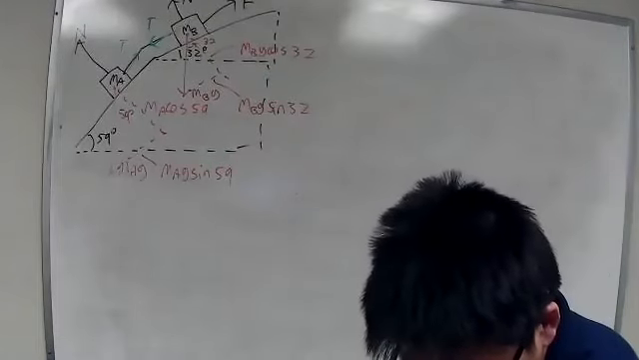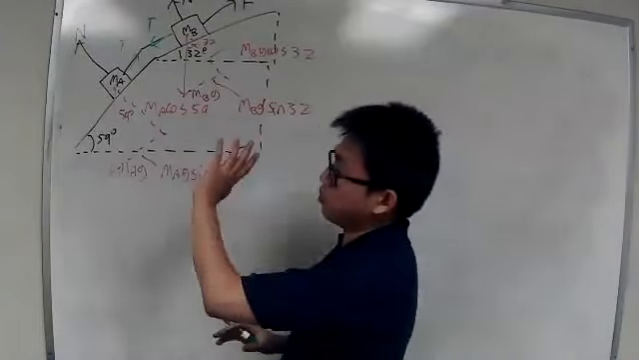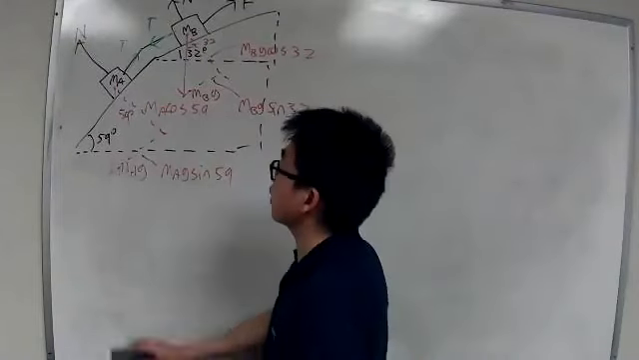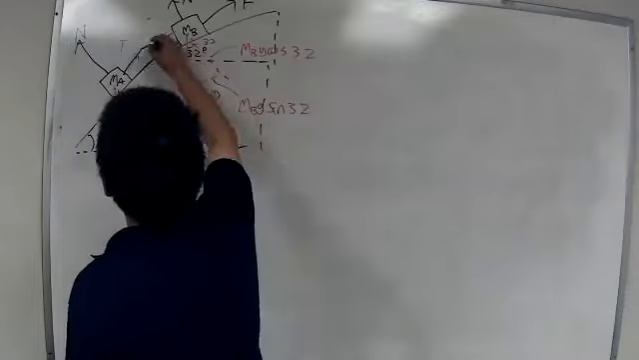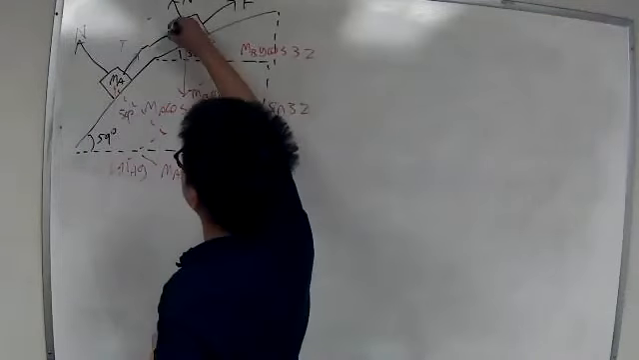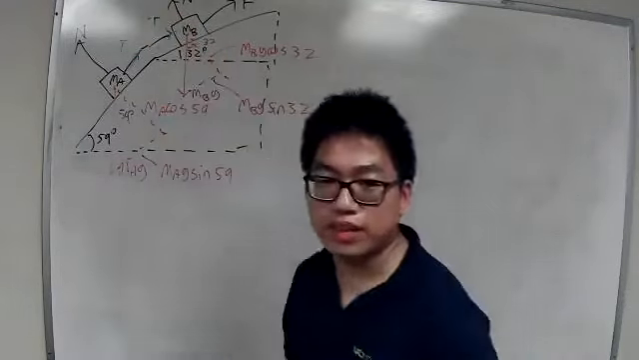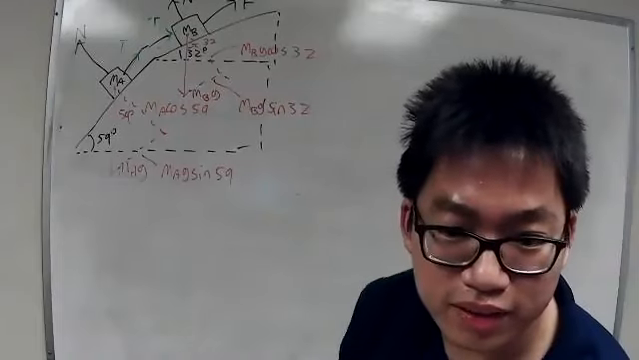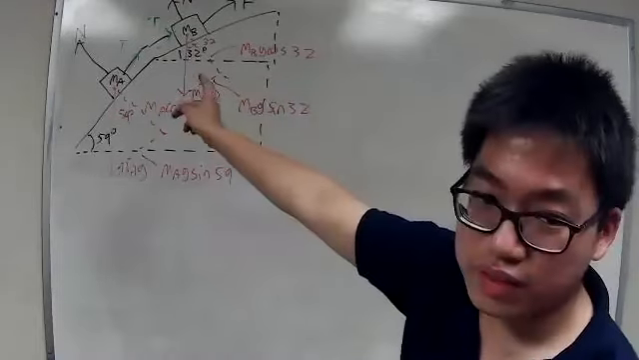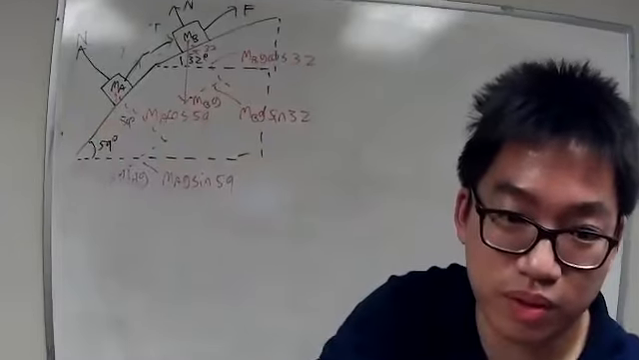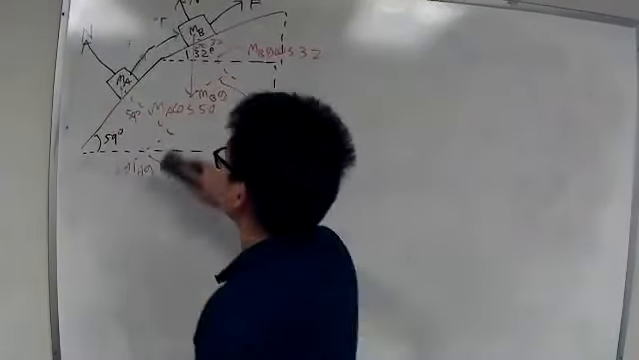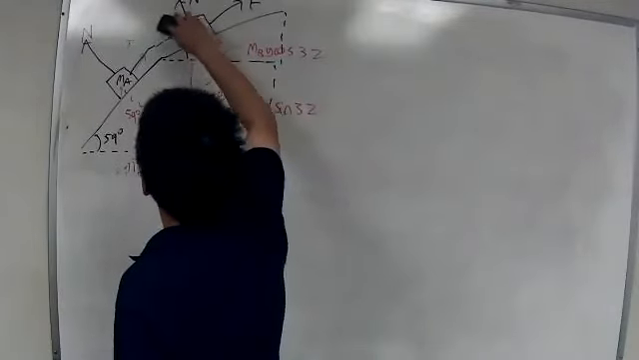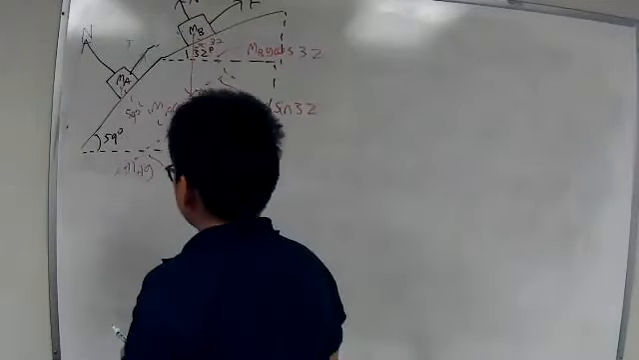But I hope you can notice that. Let's say I drew the tension like this for block B. Would it really make sense if I drew the tension like that? Not really, right? That's like you're telling me the string is assisting the force to pull it up there. That doesn't make sense, right? So that's why. Anyway.